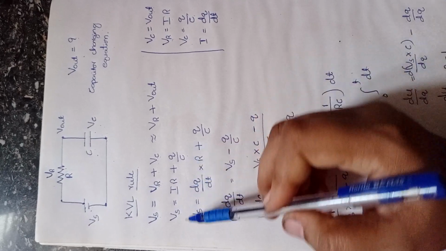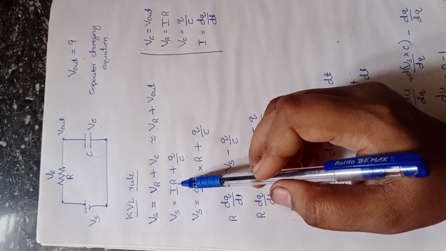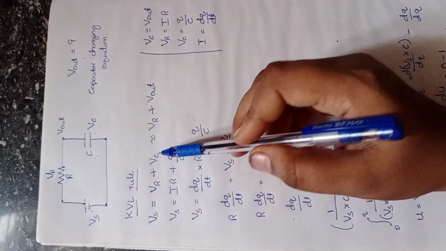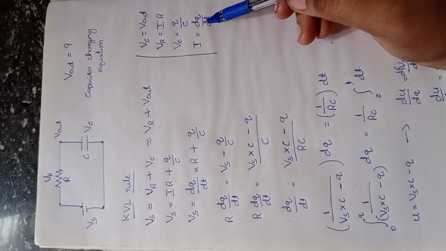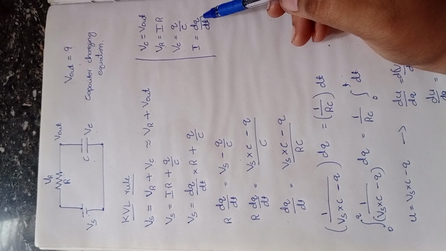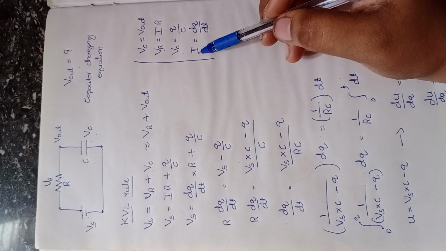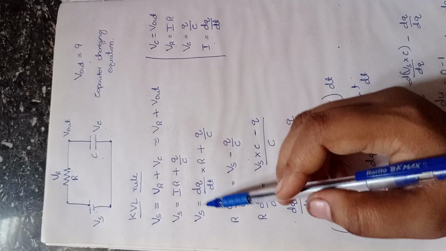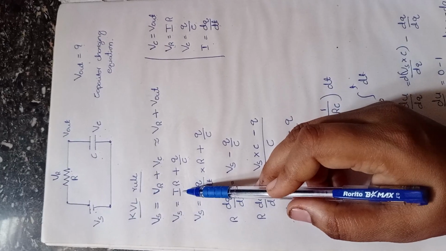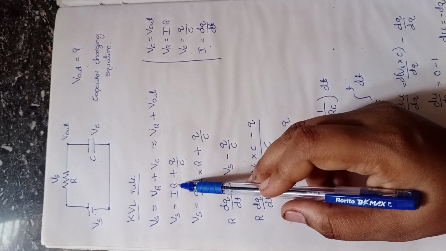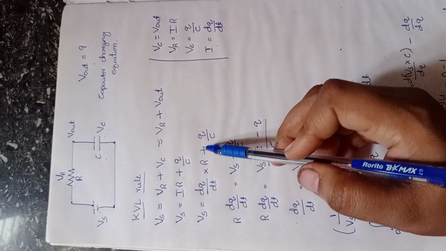So I am rewriting this equation. Input voltage Vs is equal to Vr replaced with I into R and Vc replaced with Q by C. And also we know that the rate of change of charge with respect to time is nothing but the current. So I am replacing this current I with dq by dt. So here the input voltage Vs is equal to R into dq by dt plus Q by C.